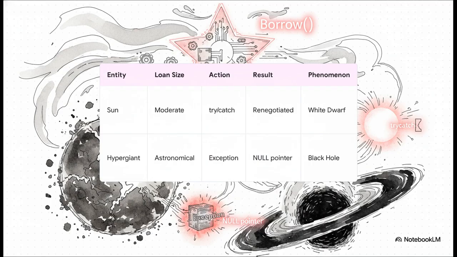If we map out the universe's exception handling, we see that the borrow method is exactly the same for everything. But the garbage collection routine, that depends entirely on the size of the loan. Defaulting on a small, moderate loan gets you a standard try-catch block, leaving behind a white dwarf. But defaulting on a massive, astronomical loan, that triggers a catastrophic cosmic crash. It's an unhandled exception that results in a black hole.